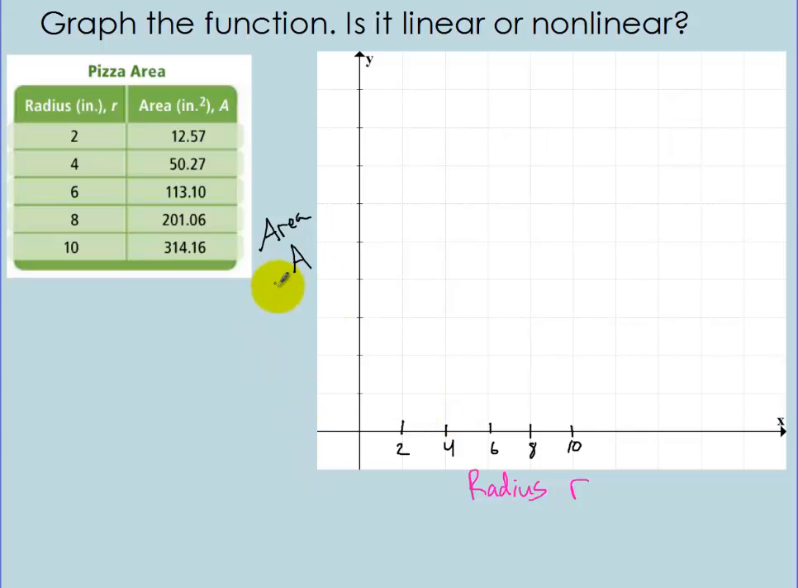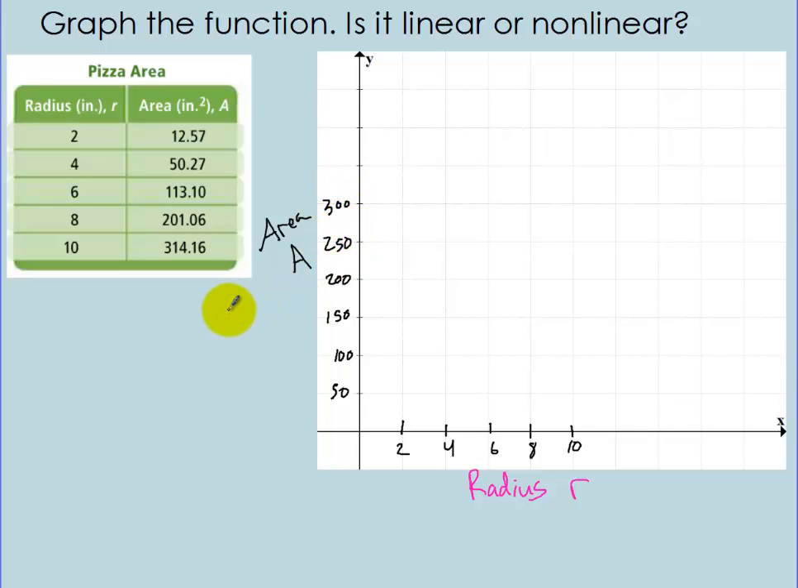Now on the y-axis, this goes from 12 to 314. So I can't just count up 1 every time because I'm going to go way off my page. I'm looking at that range right there, and look how many units I have, about 10 right here. I'm going to say, let's make every block worth 50 inches squared, okay? So we're going to count up 50, 100, 150, 200, 250, and 300.